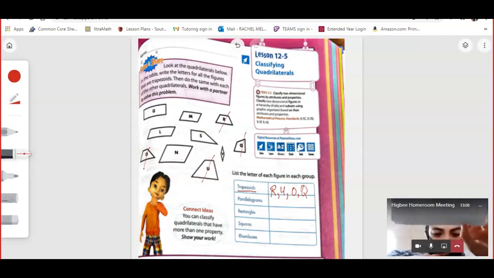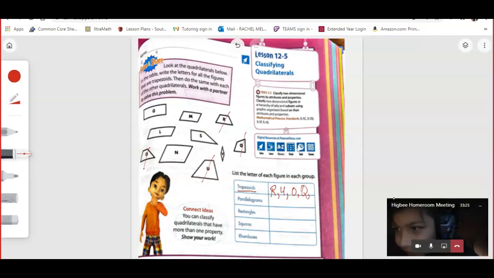Okay, look at all the people that have their hands raised and pick one. Brandon, what's the other one? V. No, V we got already. Okay, no, V would not be a trapezoid. I think the last trapezoid is S, guys. Look at this. The top and the bottom are parallel, and these two sides are not.